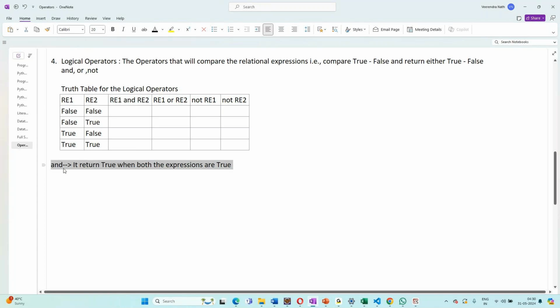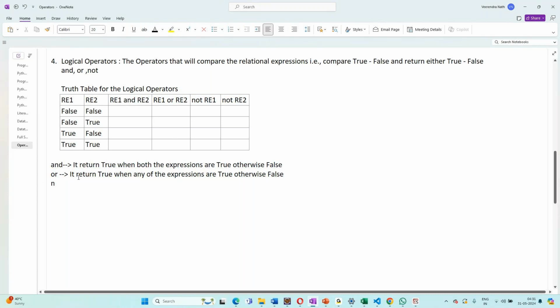Okay, then you have something like or. So what does or do here? Or returns true when any of the expressions are true. So and will return true if both the expressions are true, otherwise false. Or returns true if any of the expressions is true, otherwise false.